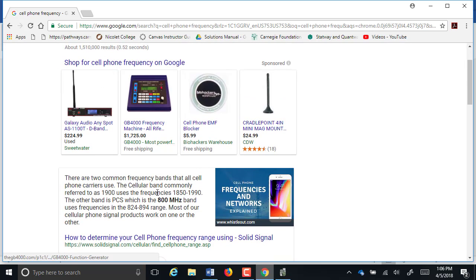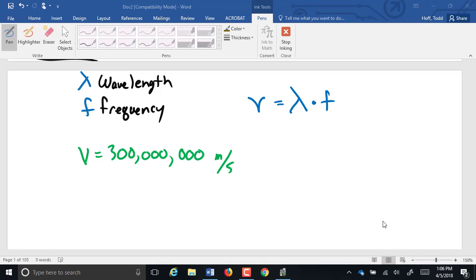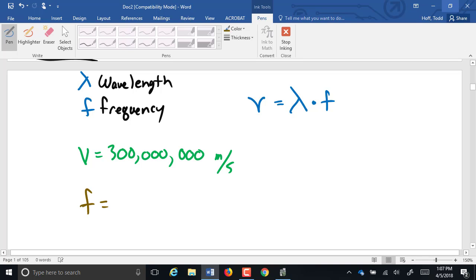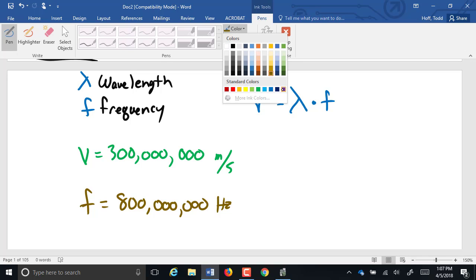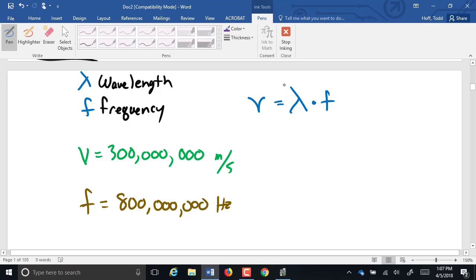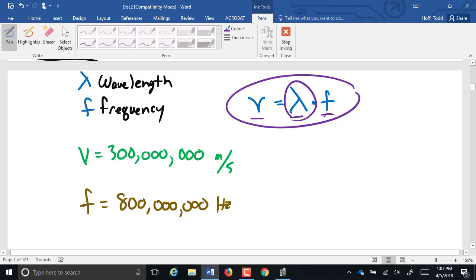Cell phone frequencies. 800 meg. What's megahertz? Mega is million, right? Kilo is 1,000. So 800 mega is 800 million hertz. So the wavelength of those waves, if v is equal to wavelength times frequency, if I wanted to solve for the wavelength, I would divide by the frequency, right?